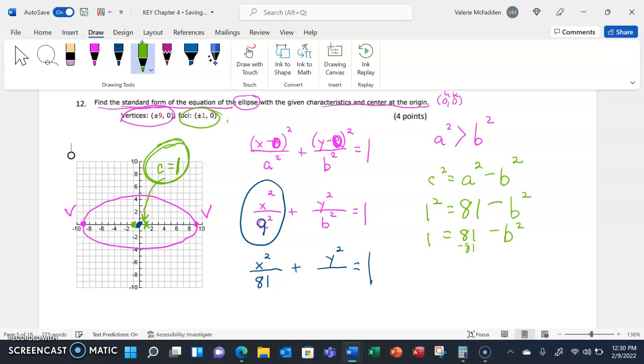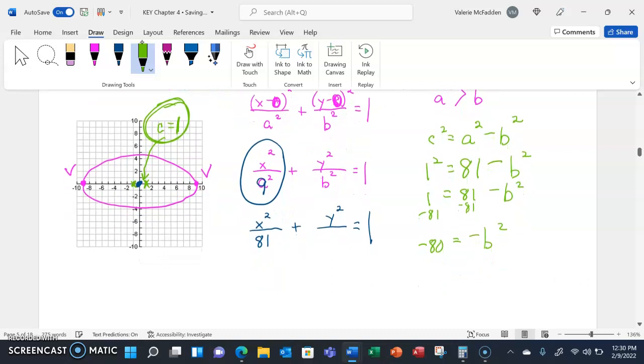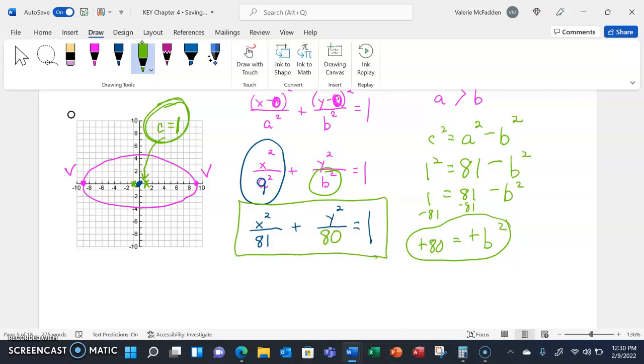Subtract 81 from both sides. So we have negative 80 equals negative b squared. Divide by negative 1, divide by negative 1, and it just makes both sides positive. So we know that b squared is positive 80. B squared is what we want, and we know it's positive 80. So that's the equation that we're looking for. That's the equation of our ellipse.